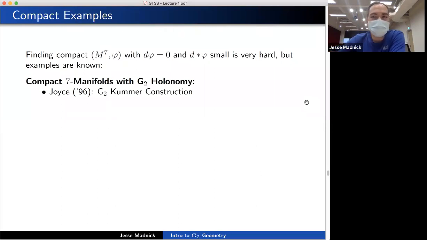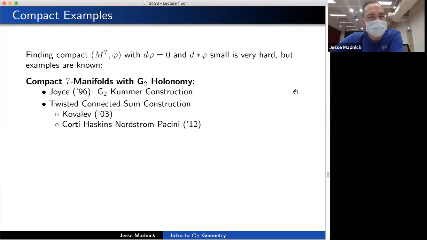Certainly, the original example was by Joyce in his so-called G2 Kummer construction. The input was essentially a flat orbifold. You take a 7-torus with its flat metric, you quotient by some finite group of isometries, and then you resolve the singularities, and then those are your inputs.